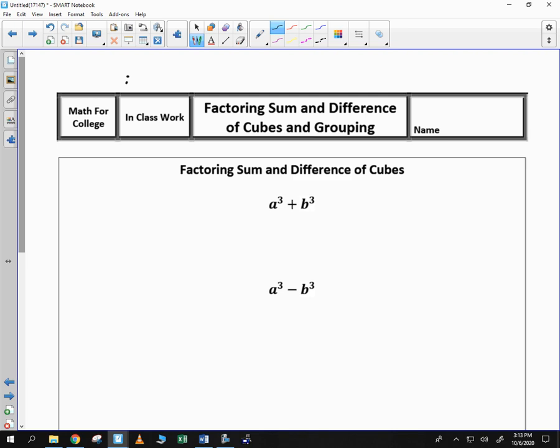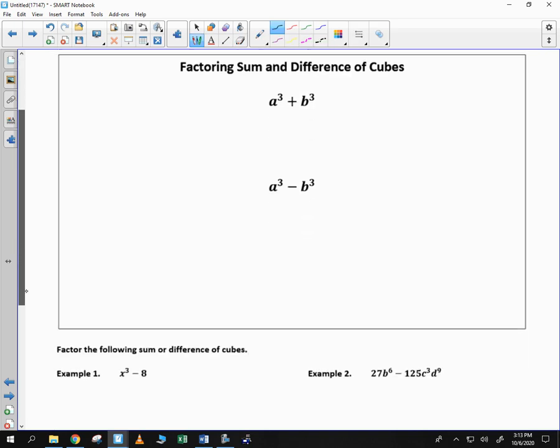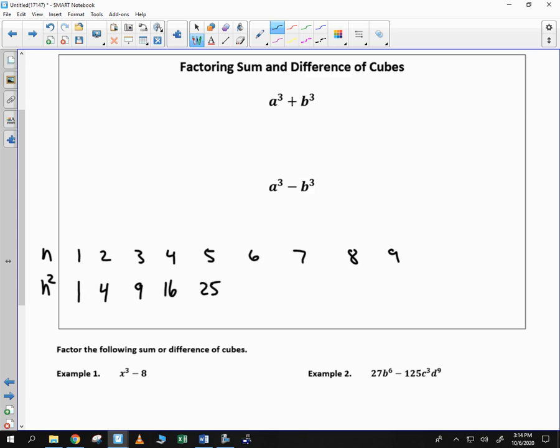For example, if you're looking at squares, I'll write n squared. I'll write it down here: 1, 2, 3, 4, 5, 6, 7, 8, 9, so on and so forth. If that's n and we square it, the perfect squares are 1, 2 squared is 4, 3 squared is 9, 4 squared is 16, 5 squared is 25, 6 squared is 36, 7 squared is 49, 8 squared is 64, and 9 squared is 81.